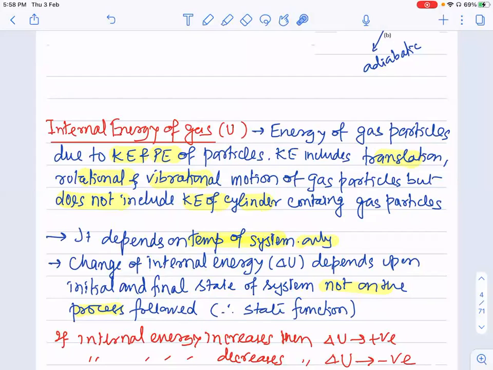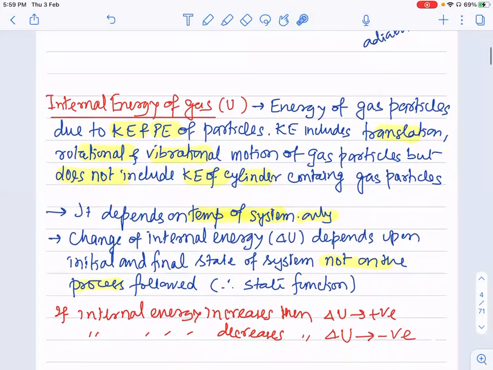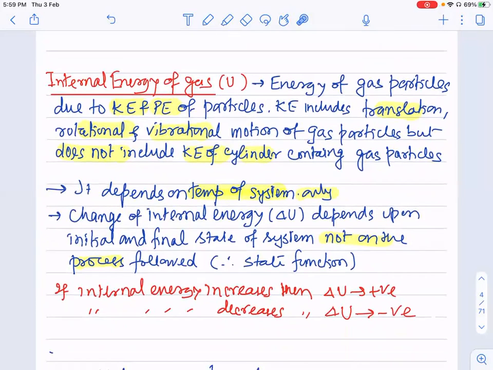Initial state क्या है, उसकी final state क्या है, initial कितना temperature है, final कितना temperature है. That's all. What is the process followed to take them to the other state is immaterial. ठीक है. और अगर हमने if internal energy increases, delta internal energy is indicated by U, so change will be indicated by delta U. If it goes up, it will be positive.